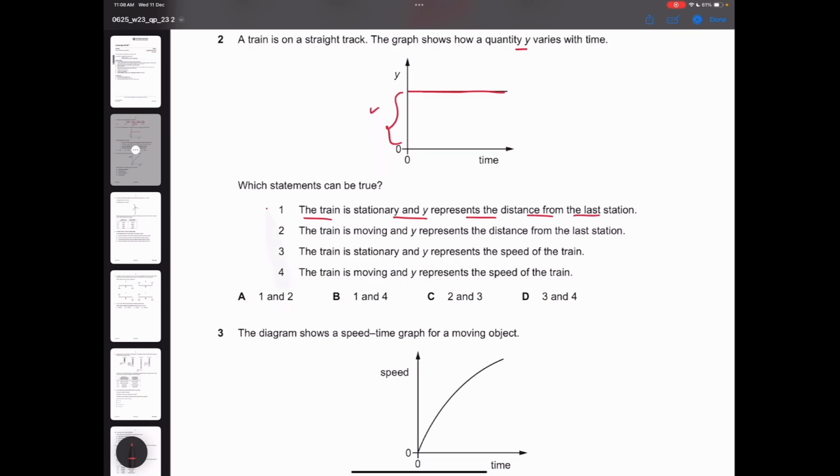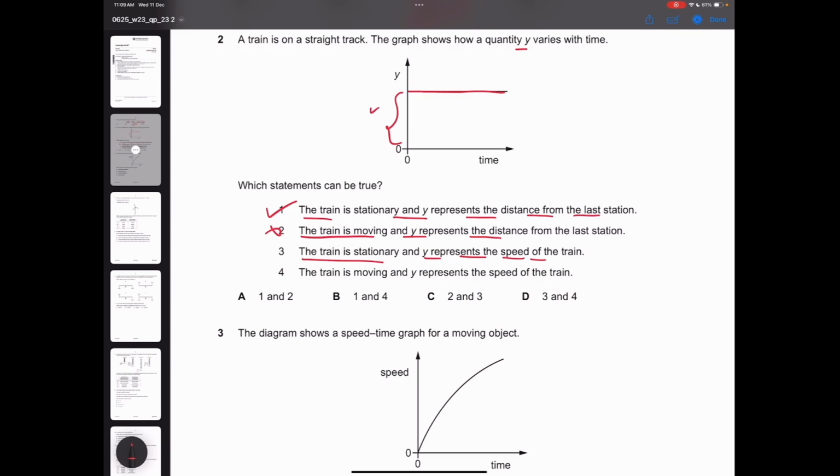No issues here. The train is moving and Y represents the distance. Now just think about it. If the train is moving and Y represents the distance, then Y must be increasing because the train is moving, so the distance must increase. Statement 2 is incorrect.